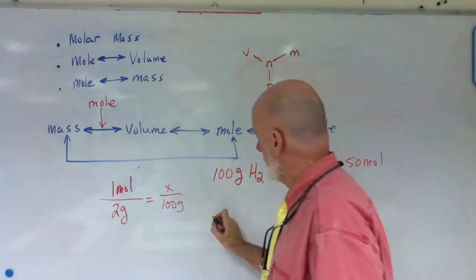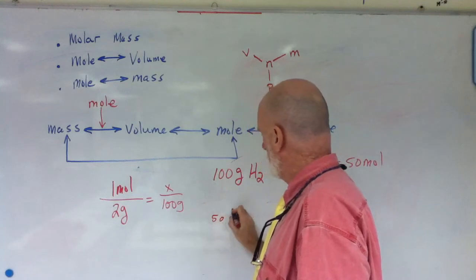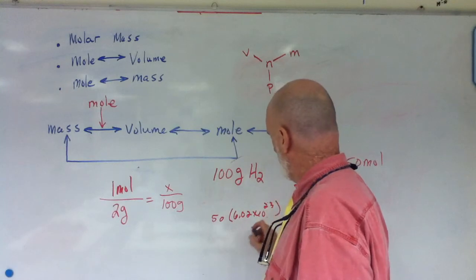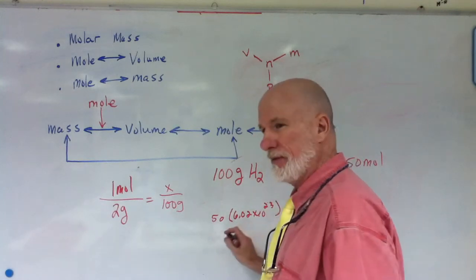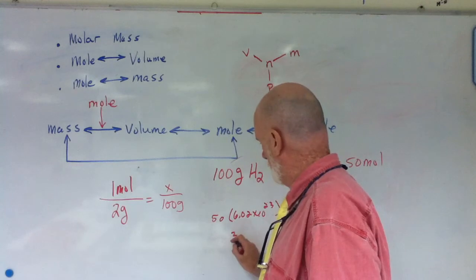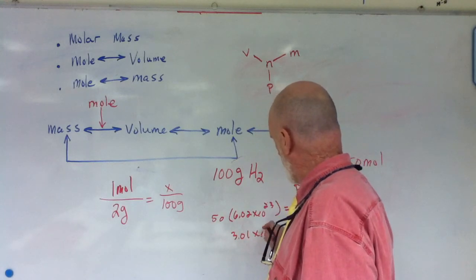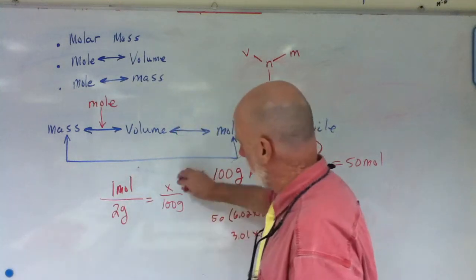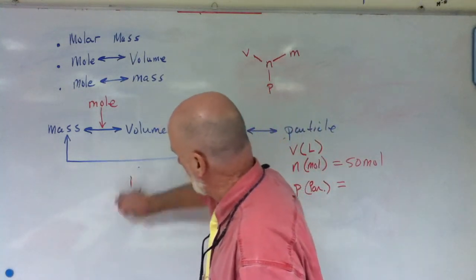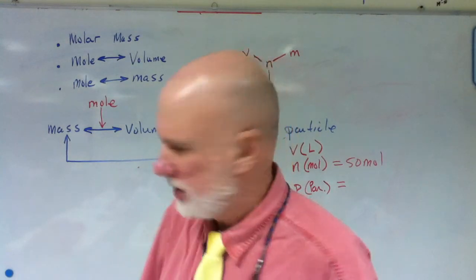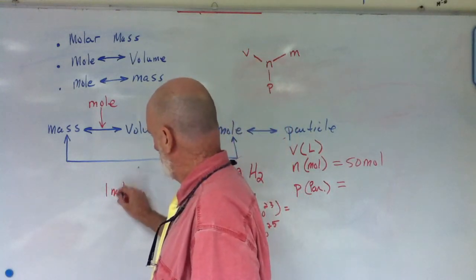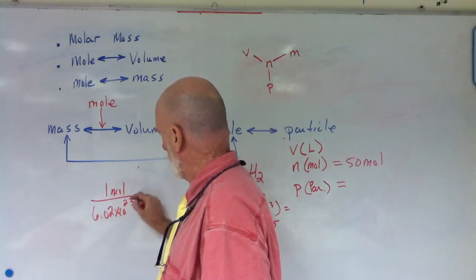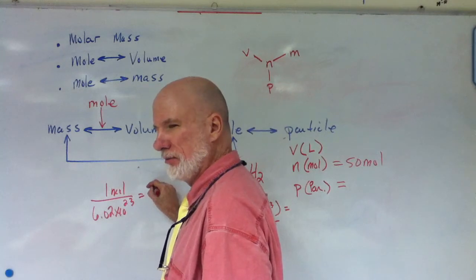Shall I write it on the board anyway? So 50 times 6.02 times 10 to the 23rd is going to be what? Genevieve? 3.01 times 10 to the 25th. And how do you get that? Let's erase this one when we found moles and put the other constant ratio. 1 mole, 6.02 times 10 to the 23rd equals what?